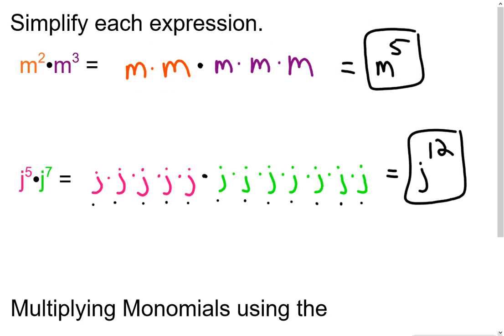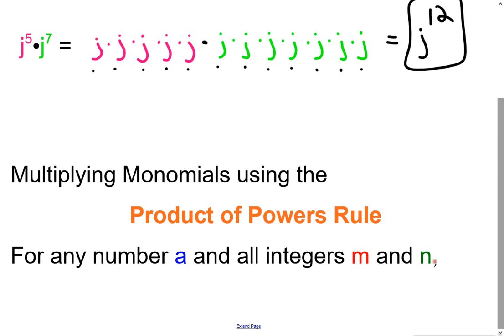Hopefully, some of you are recognizing, whether it's the first example or the second example or the combination of both, that I have exponents of 2 and 3 there, and now it became 5. Here my exponents are 5 and 7. Now they became 12. Oh, we're just adding those exponents together. And that's exactly what we're doing. So that is the product of powers rule.